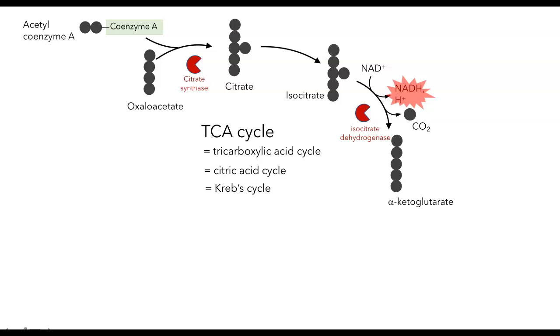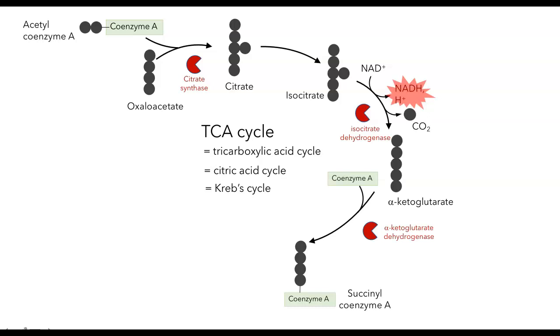The next step is complicated. Alpha-ketoglutarate is combined with coenzyme A to produce a molecule called succinyl coenzyme A. In this process, a carbon is released. Now once again, the enzyme name is a dehydrogenase, and so you won't be surprised to learn that there's another reduction event where NAD+ is reduced to form NADH.